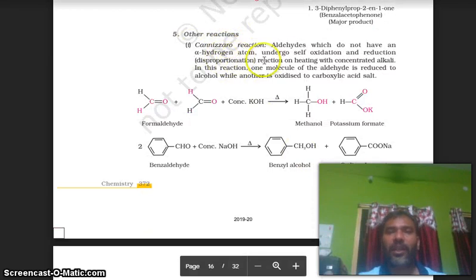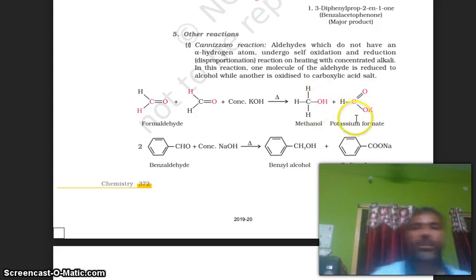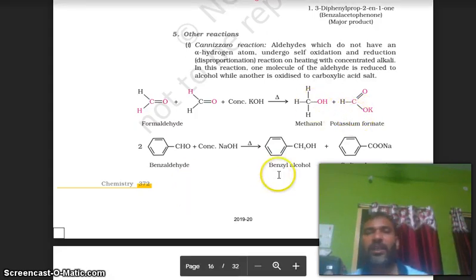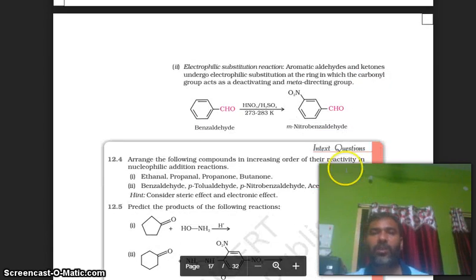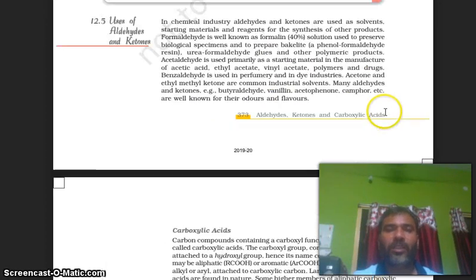And another reaction, the Cannizzaro reaction. You see one molecule undergoes oxidation and one undergoes reduction. One is reduced and one is oxidized. You see benzaldehyde giving benzyl alcohol and sodium benzoate. Now electrophilic substitution reactions. You see nitration occurs at this position, meaning the meta position. So meta-nitrobenzaldehyde.